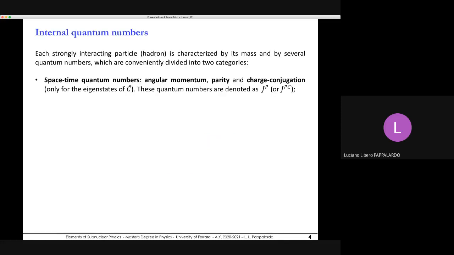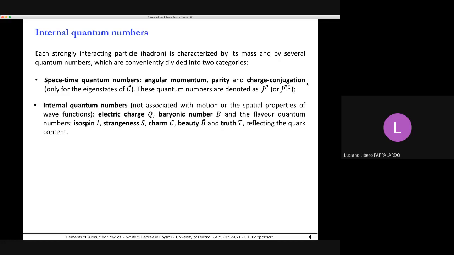So some brief recap. Each strongly interacting particle that we call hadron in general is characterized by its mass and by several quantum numbers, which are divided into two categories. The first category is the so-called space-time quantum numbers, which include angular momentum, parity, and charge conjugation, of course, only for those which are eigenstates of C. And these quantum numbers are denoted, as we have seen also today, as J^P or J^PC.